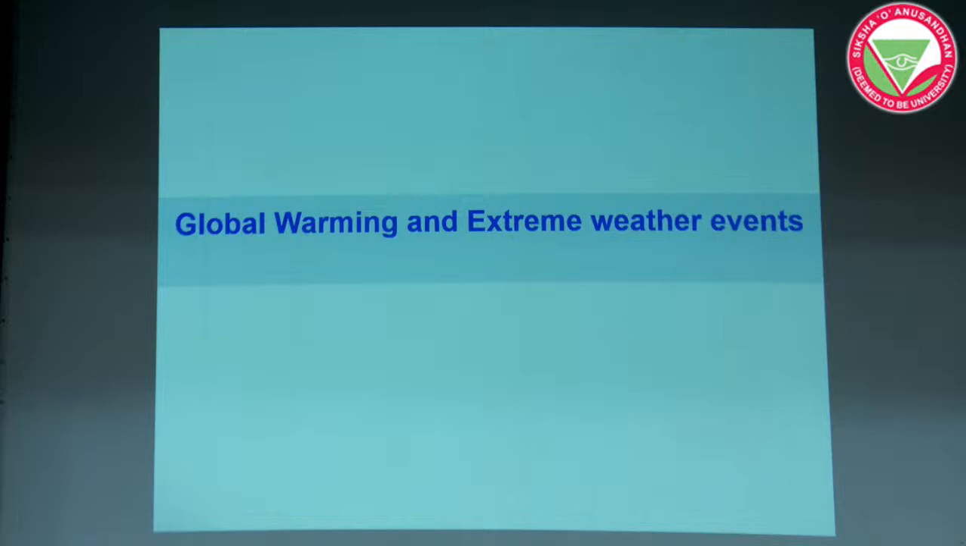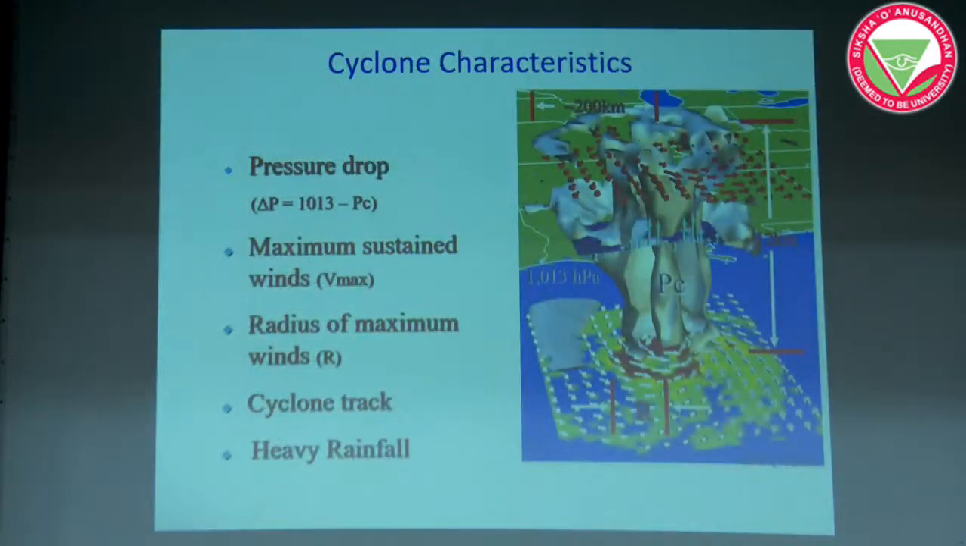Then I'll go briefly to global warming and extreme weather events. Again, you have heard a little bit from my previous talk. And one is the tropical cyclone. You know the tropical cyclone is associated with a pressure drop at the center and giving strong maximum wind, and also it has a track and it gives very heavy rainfall.